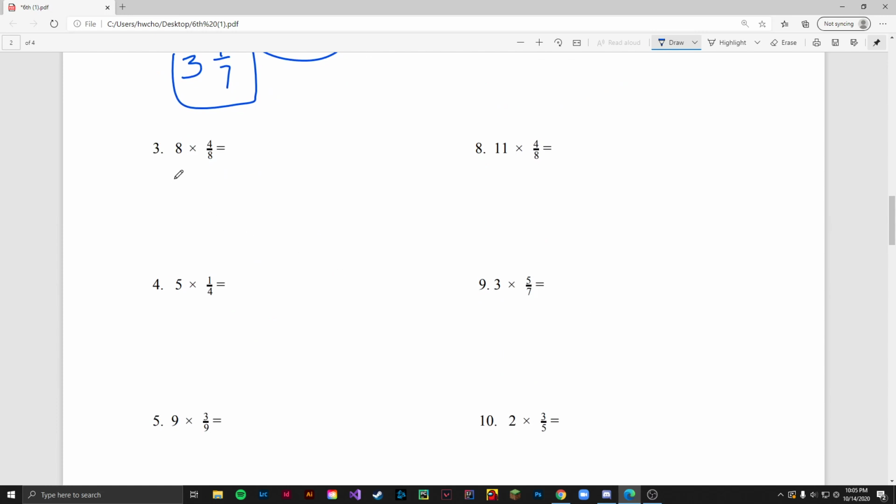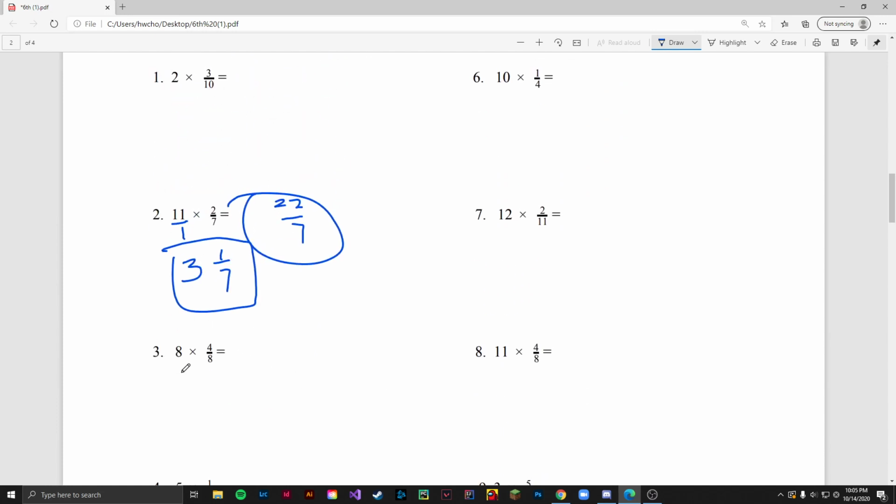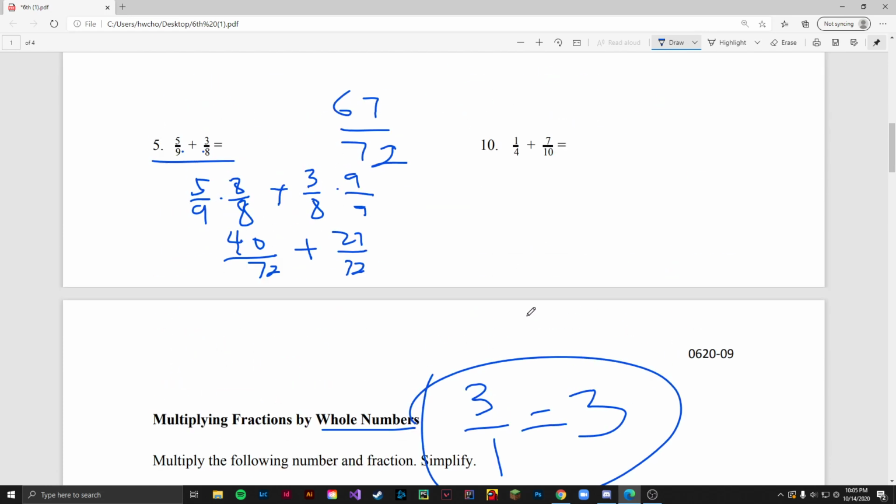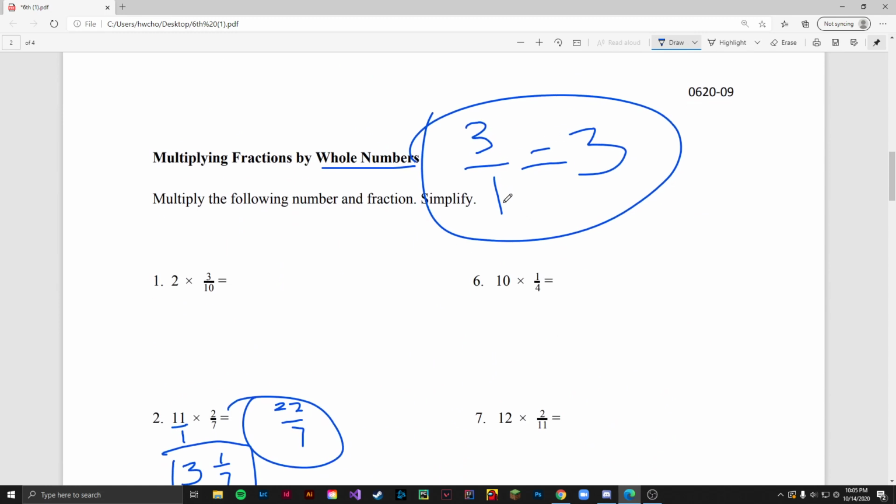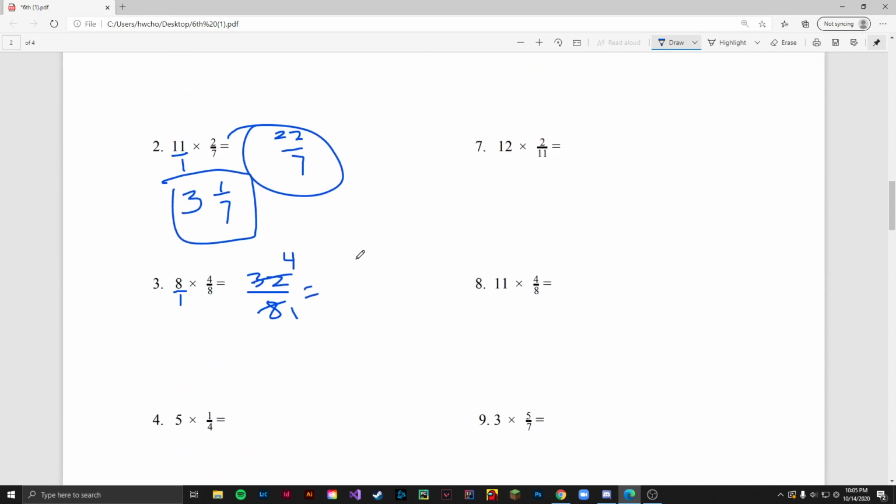Let's go over a different one. Hey, this one seems interesting. So 8 times 4 over 8. This is really cool because once you do 8 over 1, then you multiply, 32 over 8. Then you can factor it out and you end up getting 4 over 1. Like we said, anything over 1 is itself, except in integer form, so it's going to be 4.